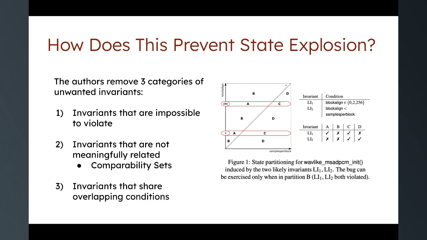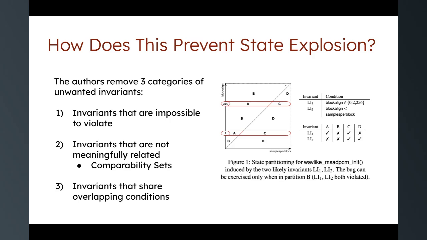The first category removes invariants that are impossible to violate. The authors detect these using a technique called value range analysis, which determines whether a variable can ever take values that would break the invariant. The second category removes invariants that involve variables that are not meaningfully related to each other. This is done using something called comparability sets, which help identify variables that should not logically be compared to one another. And then finally, the system optimizes cases where multiple invariants share overlapping conditions, allowing them to reuse previously computed values instead of checking each invariant independently.